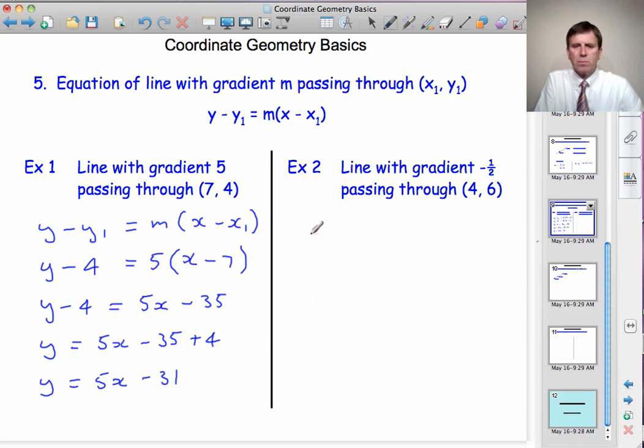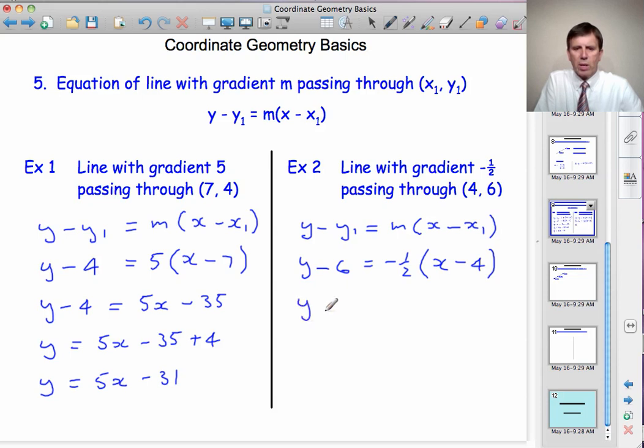Second example. Find the line with gradient minus a half passing through 4, 6. Start by writing down the equation of a line with gradient m passing through x1, y1. y minus y1 equals m times x minus x1. Substitute in the numbers. y minus the y coordinate, which is 6, is equal to the gradient minus a half multiplied by x minus the x coordinate, which is 4.